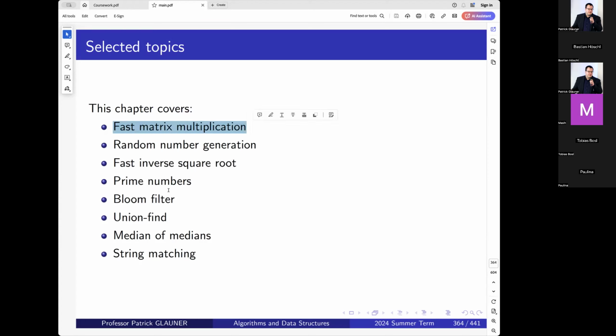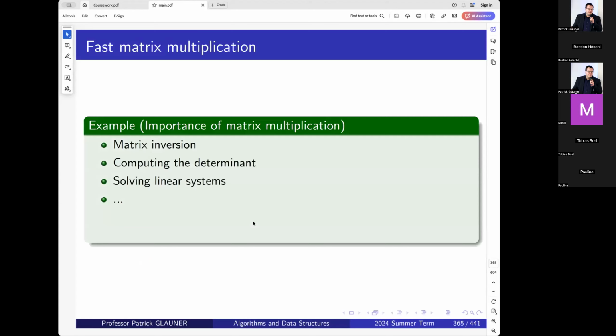And then we will also do the fast inverse square root. We'll briefly talk about the others, but just at a high level, just what it's about, but we'll not discuss those topics in detail. Matrix multiplications are something you learn in your first semester on linear algebra, or you have learned this in school.